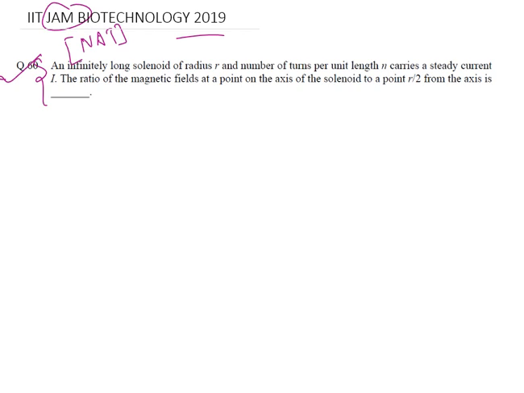An infinitely long solenoid of radius r and number of turns per unit length n carries a steady current I. The ratio of the magnetic field at a point on the axis of the solenoid to a point r by 2 from the axis is what?